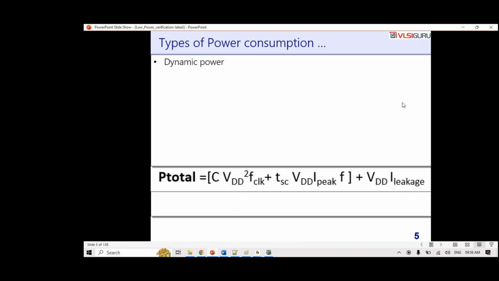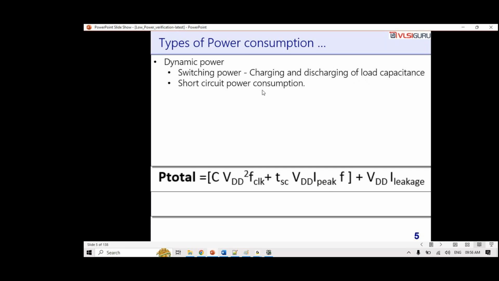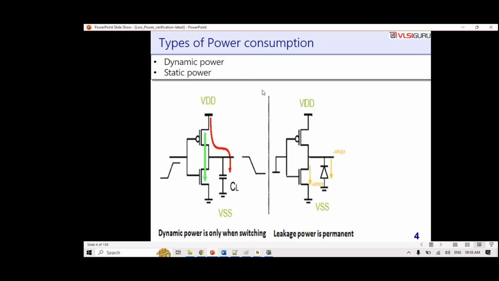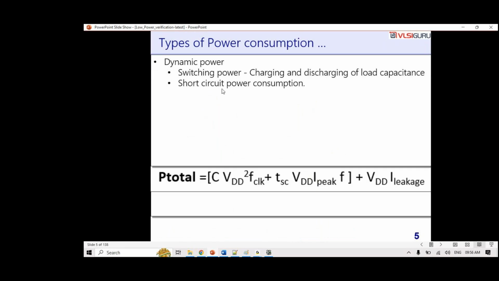Next, let's talk about dynamic power: switching power, charging and discharging of the load capacitance, and short circuit power consumption. What is short circuit power consumption? This is the short circuit power consumption we are talking about. It is the switching time where both PMOS and NMOS are on. Though we are talking about MOSFET, similar concepts will apply for FinFET as well. You might be aware that FinFET and MOSFET have a lot of concepts similar. It is just the way the MOSFET is designed that makes it a FinFET.